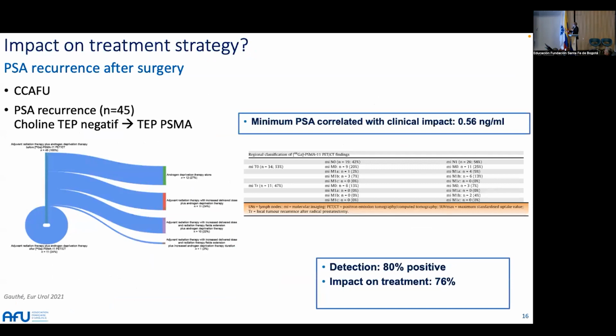So this is, again, a comparison from a French study looking at patients who have a PET choline negative and go for a PET PSMA. They found again that we have a higher detection rate. They detect 80% positive spots. And the impact of the PET was very high, because 76% of the patients changed the treatment that was planned before the PET PSMA.